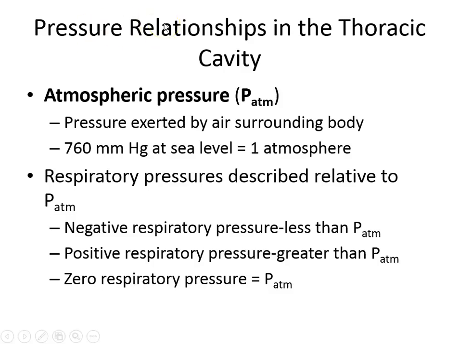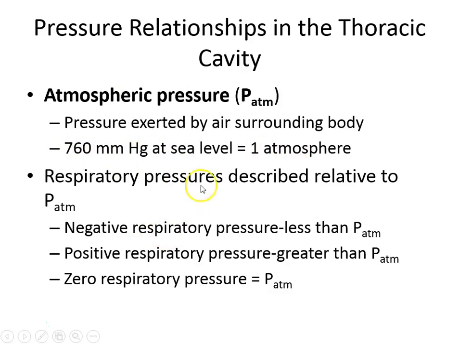How air moves is dependent on its pressure. Everything moves from high pressure to low. So when we breathe in and out, we're changing the amount of pressure in our lungs, in our thoracic cavity, compared to the outside. The outside pressure is called the atmospheric pressure, PATM. And dependent on where you're at elevation-wise, it'll change a little bit. But at sea level, it's 760 millimeters mercury, or that's called 1 ATM, 1 atmosphere.